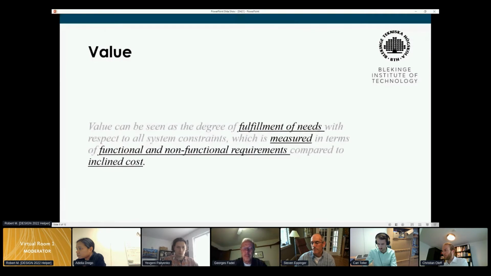Breaking this statement down, we can see that the value is mainly the fulfillment of needs compared to the incurred cost. However, needs are often hard to quantify as they are informal and naturally expressed. So therefore, they need to be translated into something measurable. And this is functional and non-functional requirements, where the functional requirements correlate to the purpose of the system and the non-functional requirements to the qualities of the system.